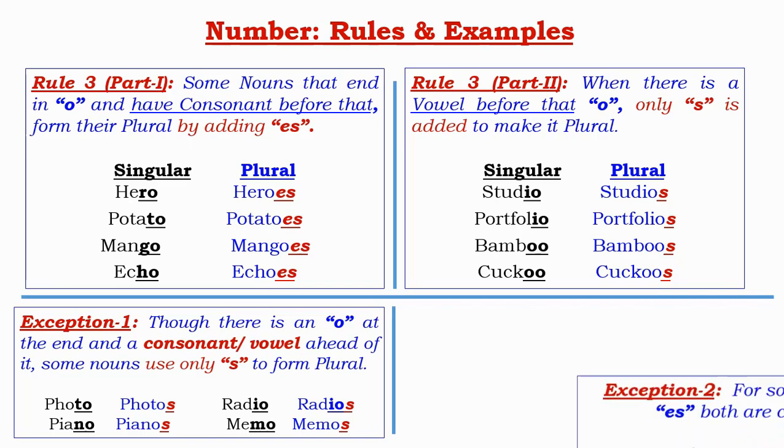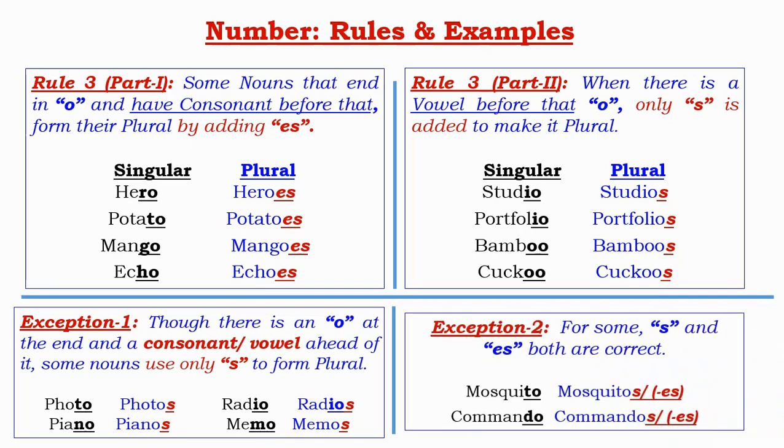Exception number 2 here in the same rule is that for some words, that is for nouns, s and es both are correct, such as mosquito, with both s or es correct. And the same goes with the word commando. Both s or es are correct. There are other words also. You need to remember such words with exceptions or memorize them.